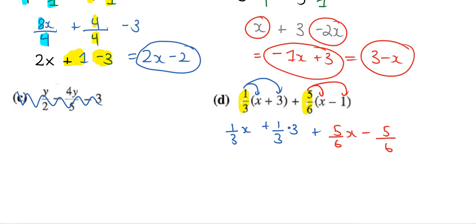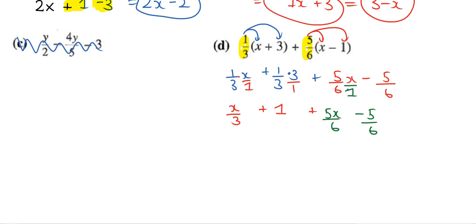All right, so how do we do this? Well, this is 1/3 times x, and x is the same thing as x over 1. This is going to be x divided by 3, plus 1/3 times 3 over 1, that's going to be plus 1, plus 5 over 6 times x. Well, x is the same thing as x over 1, so this would be 5x over 6 minus 5 over 6.